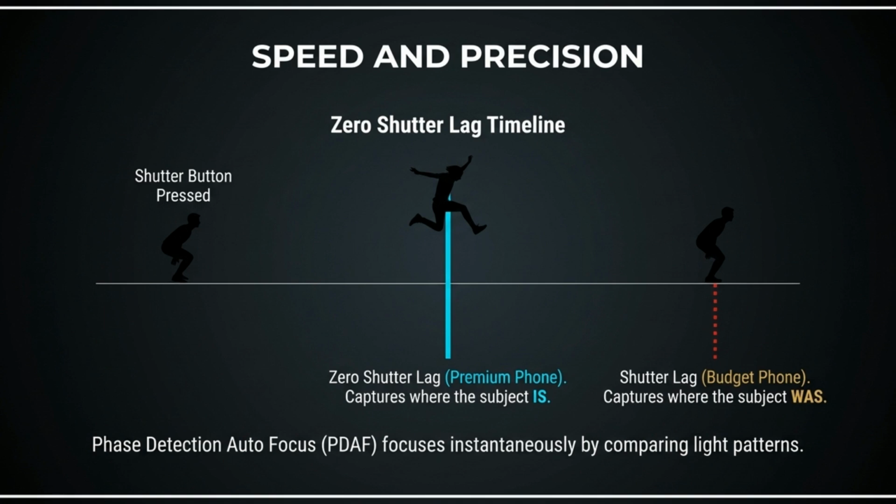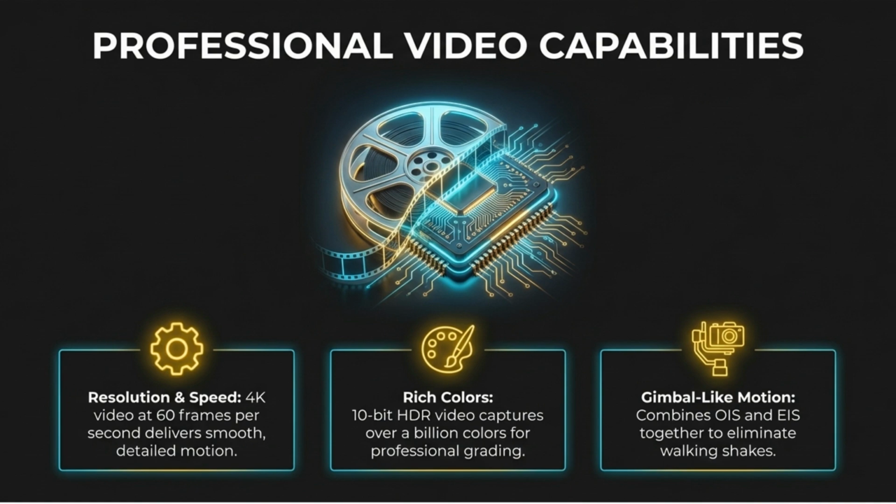Premium phones offer zero shutter lag, capturing the subject where it is, thanks to technology like phase detection autofocus, or PDAF, which focuses instantaneously. Modern mobile cameras also offer professional video capabilities. This includes 4K video at 60 frames per second for smooth motion, 10-bit HDR for rich colors, and gimbal-like motion, combining OIS and EIS to eliminate walking shakes.